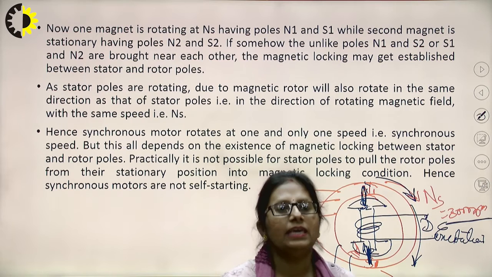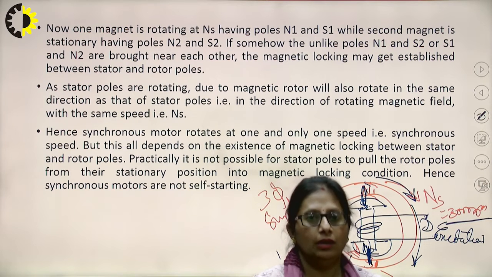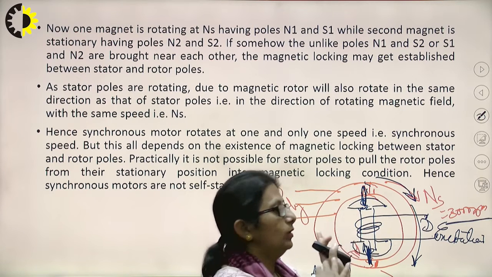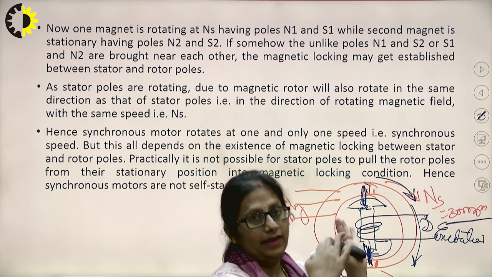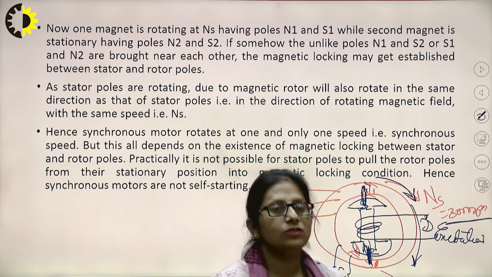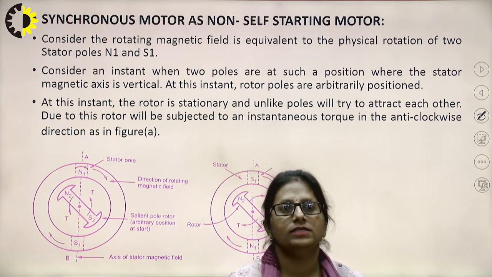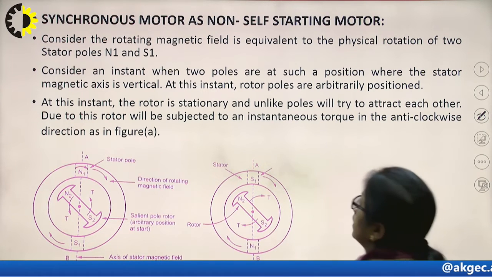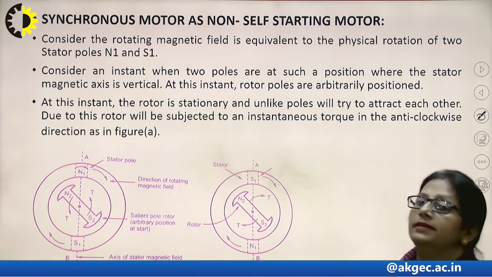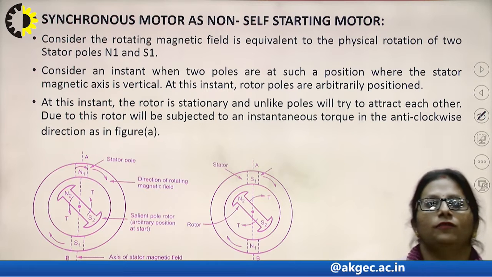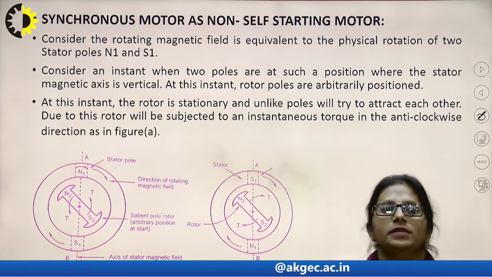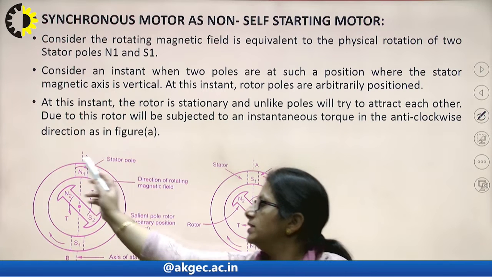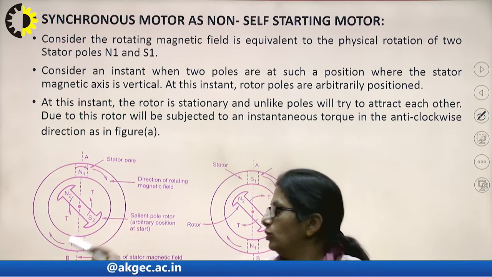So, first we'll see what would happen if these are not exactly aligned, and the rotor is shifted to the right side or left side. So, why is this not self-starting? Why is the synchronous motor not self-starting? Now, consider the rotating magnetic field as equivalent to the physical rotation of the two stator poles, one north and one south. Here you can see the stator poles: this is north, this is south.